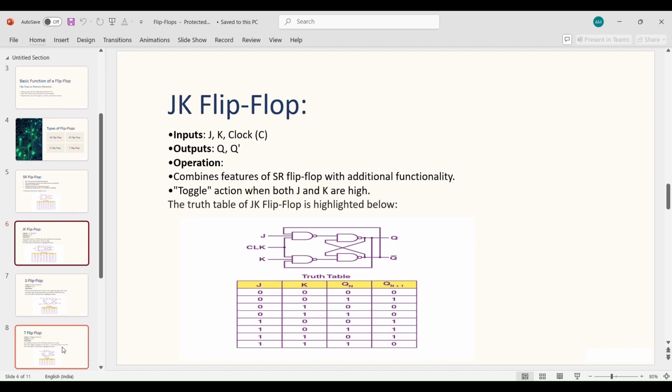And coming to the JK flip-flop, the inputs are J, K and clock. The outputs are Q and inverted Q. And the operation of JK flip-flop is it combines features of SR flip-flop with additional functionality. And it toggles when both J and K are high. The truth table of JK flip-flop is highlighted below. It is the diagram for JK flip-flop and it is the truth table.